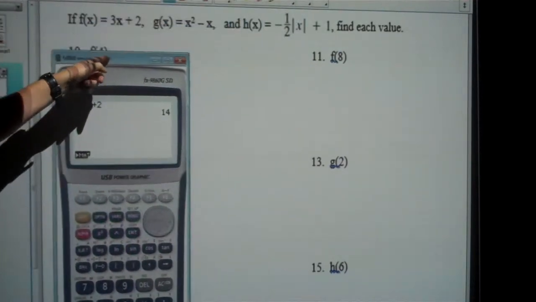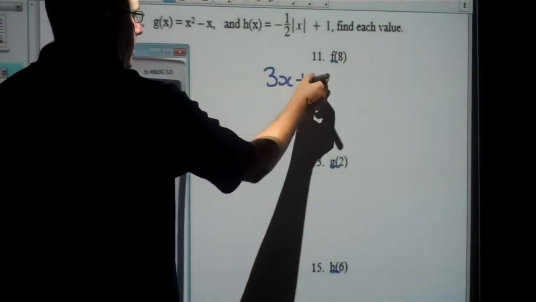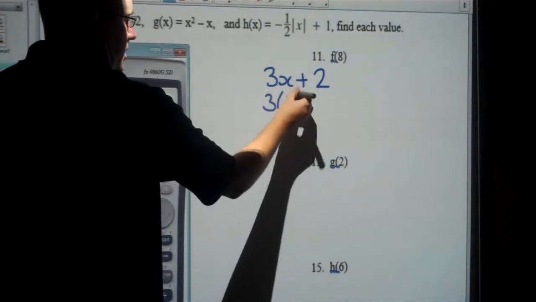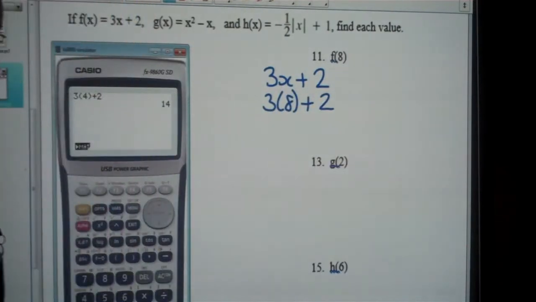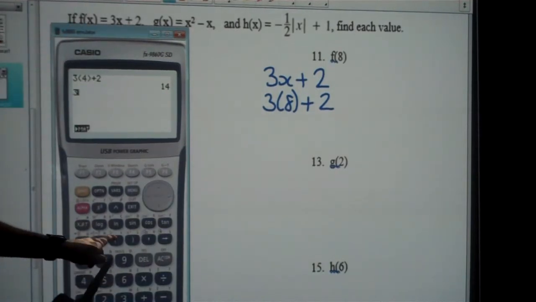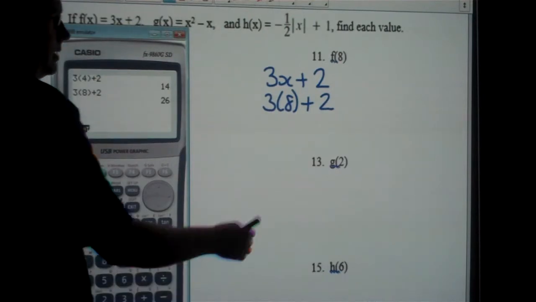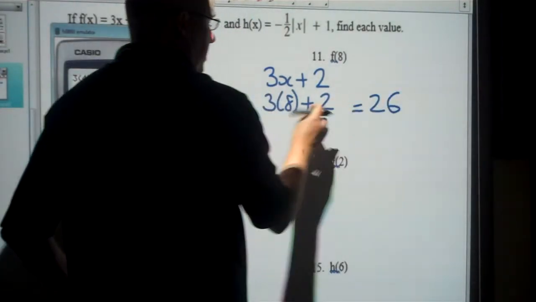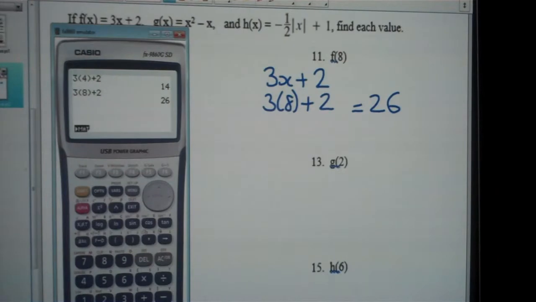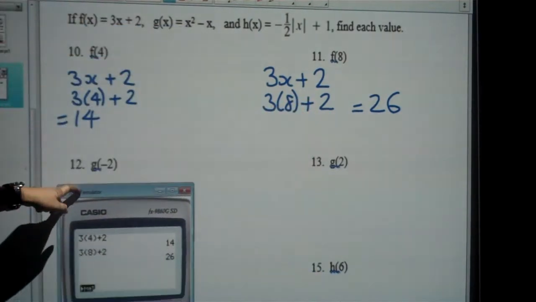Move across to this side. This one says f of 8, so write out the formula again. Where it says x, write in what the x value is, but put in the parentheses as well. And then I can do the same thing. So 3(8) plus 2 is 26. Remember what you're doing here is when two things are next to each other, you're multiplying them together. So 3 times 8 is 24, and then add on 2 is 26.